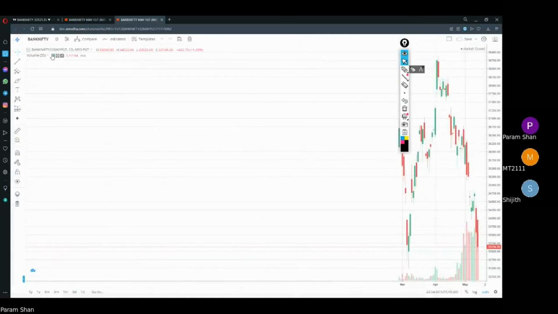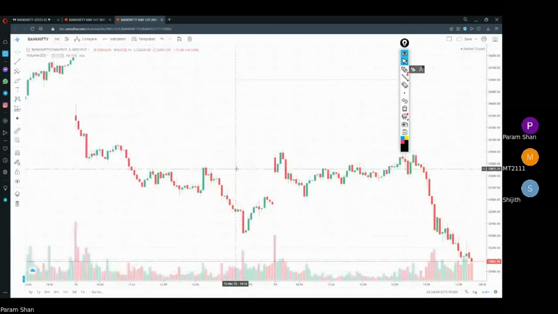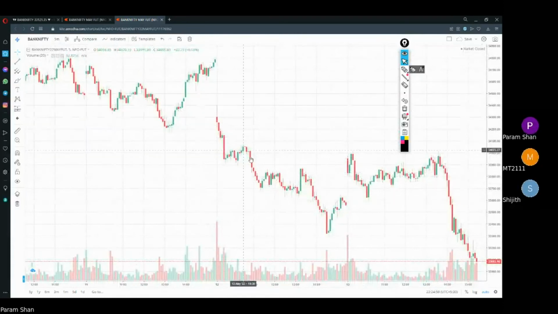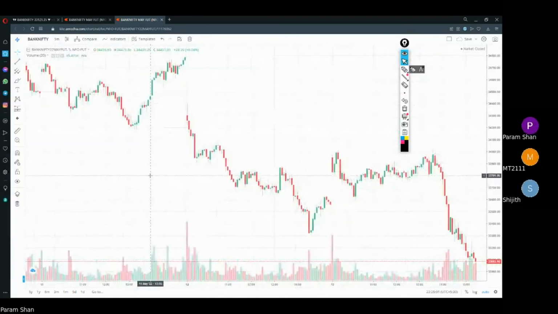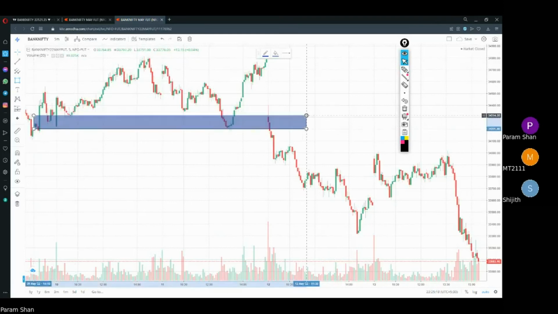So this is our Bank Nifty. I will change to 5 minutes. Let us ignore this particular trading session and see what has happened in the previous sessions. Previously, price respected this, so we call that a zone. Let us mark that. This is a zone.